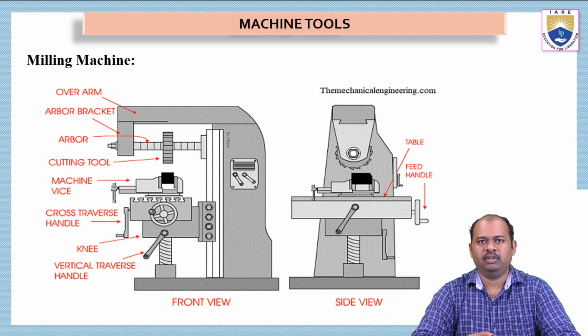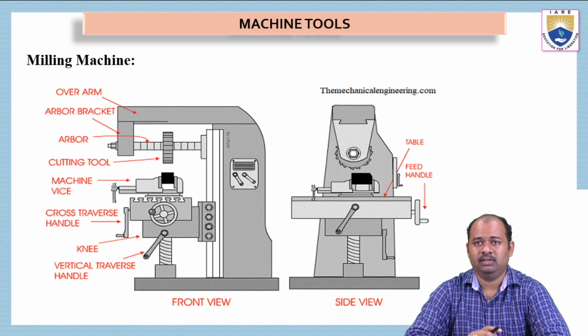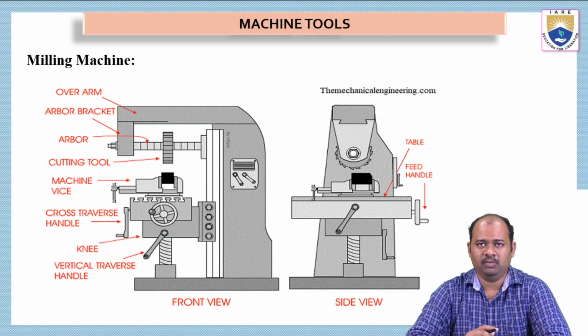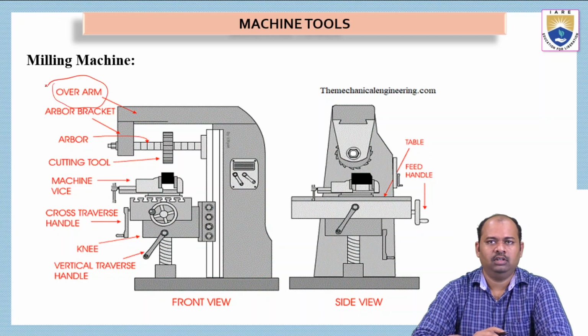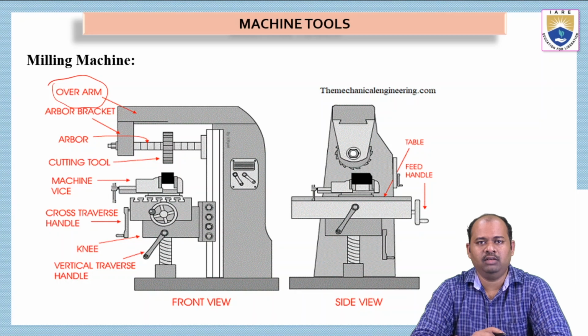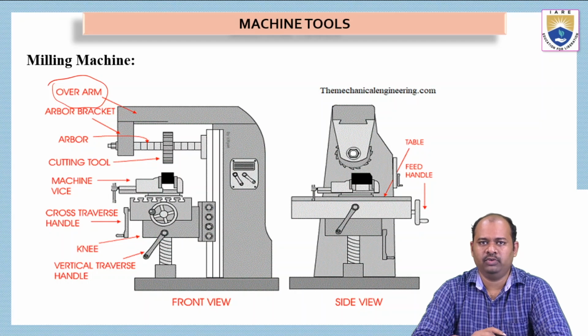This is the figure of a milling machine where we can see the front view and side view. There are many parts which are required to do machining operations. This figure is showing a vertical milling machine, whereas horizontal milling machines are also there, which we are going to study shortly in the coming slides. As of now, this is a vertical milling machine and it has many parts which are shown in red color. In the front view, the first one is the overarm.